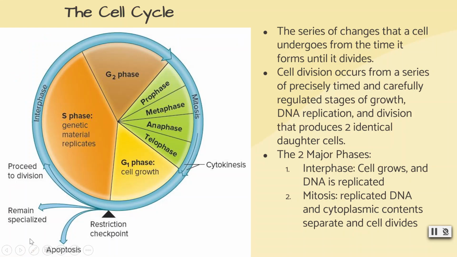The cell cycle is basically a series of changes that a cell undergoes from the time it forms until it divides. Cell division occurs from a series of precisely timed and carefully regulated stages of growth, DNA replication, and division that produces two identical daughter cells. And as seen in the diagram, we have two major phases, which are interphase, in which the cell is growing and DNA is replicated, and mitosis, in which the replicated DNA and cytoplasmic contents separate and the cell divides.